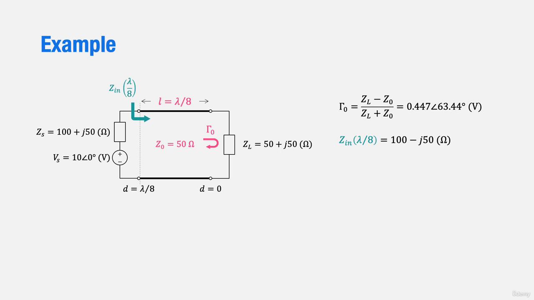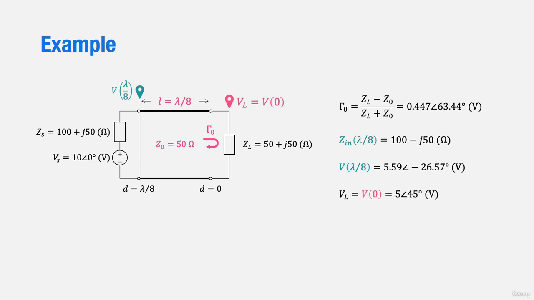Next, we can use the voltage divider rule at the left reference plane to find the input phasor voltage, which is 5.59 with an angle negative 26.57 degrees. After traveling 1/8 wavelengths to the load and combining with the reflected wave, we can get VL, which is V of 0 at the load end. In the end, the final answer for VL is 5 with an angle 45 degrees.